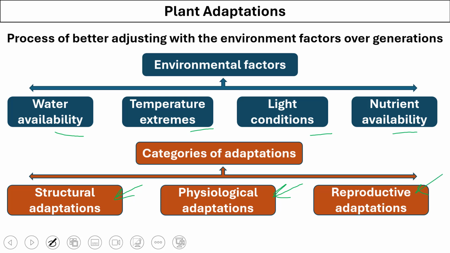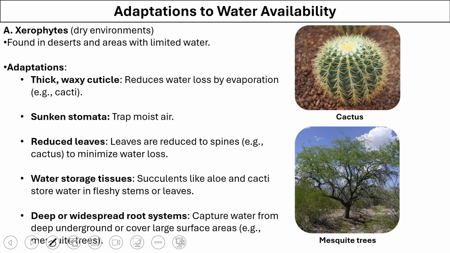So we look at different adaptations that plants undergo for different environmental factors and what are the different kinds of adaptations they perform. First type of adaptation is the adaptation to water availability. The plants that grow in the area with little amount of water or almost desert-like conditions are called xerophytes. These xerophytes are present in deserts or areas with limited water. What kind of adaptation they have?